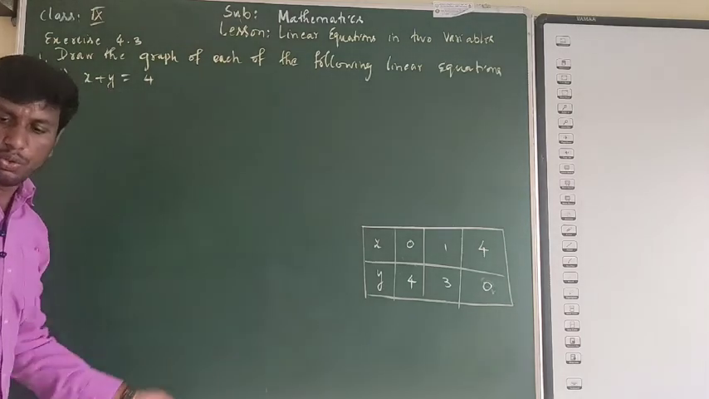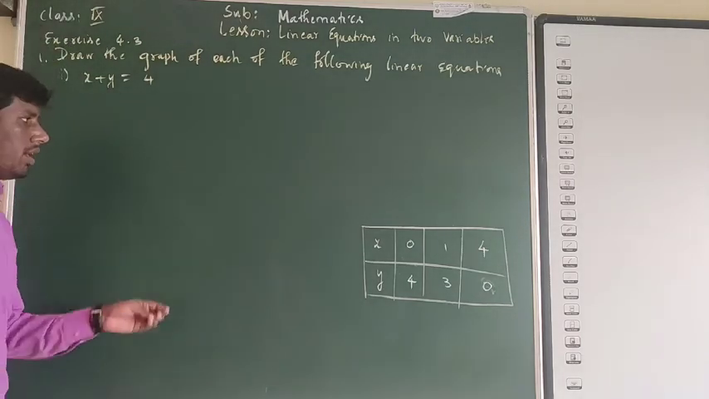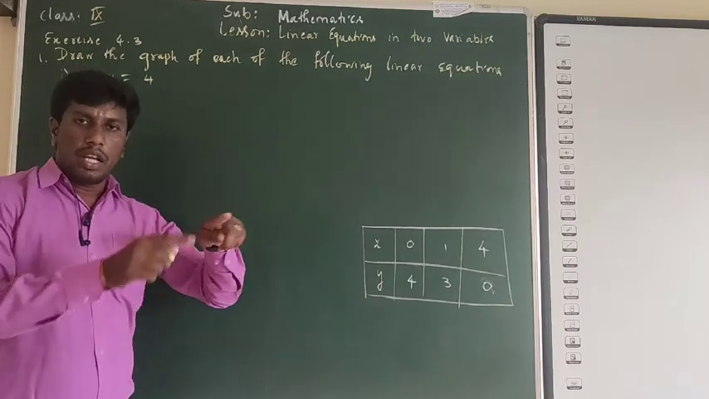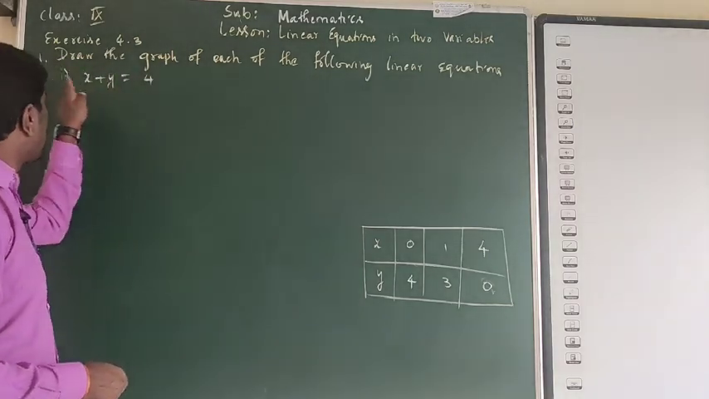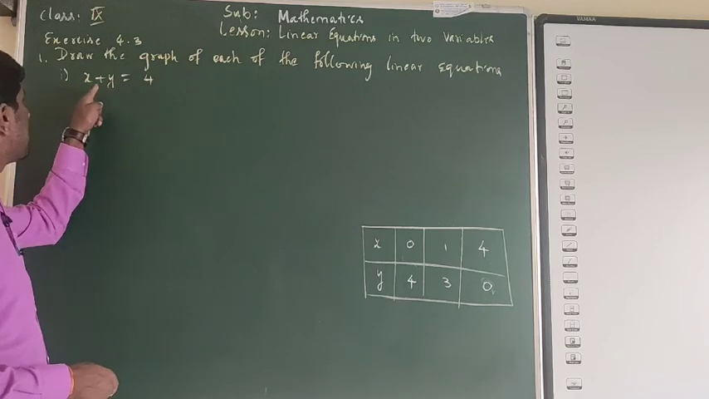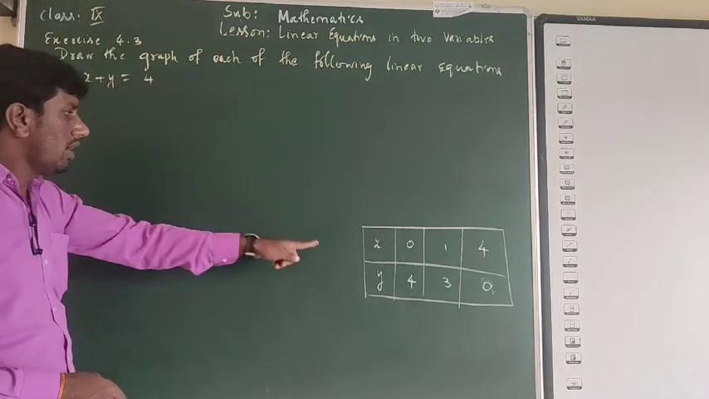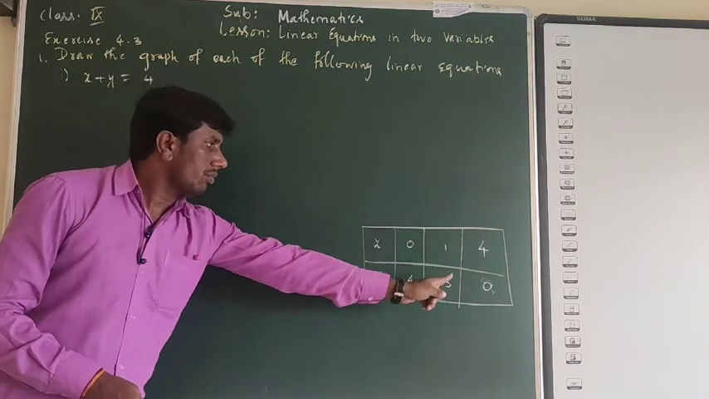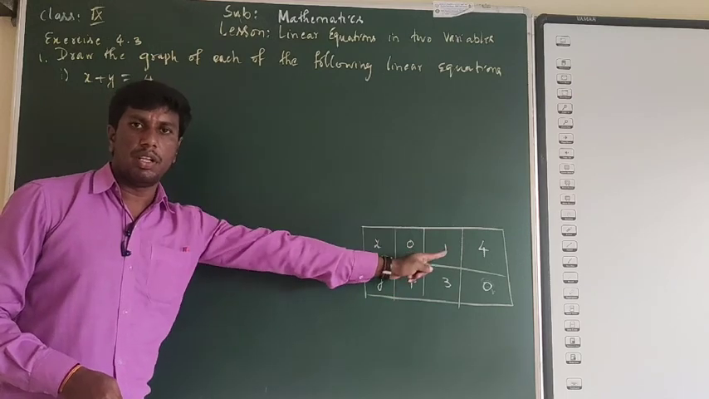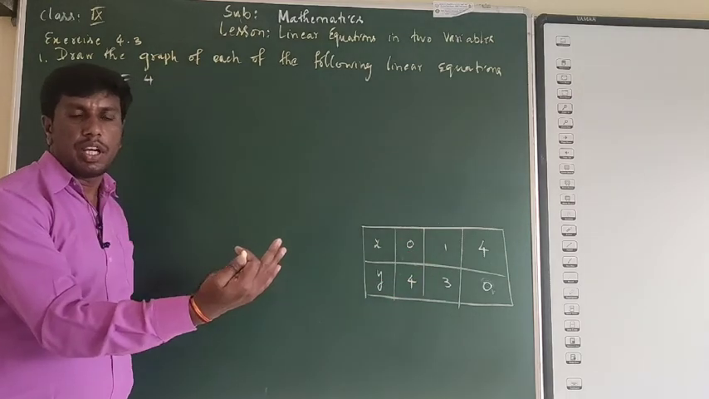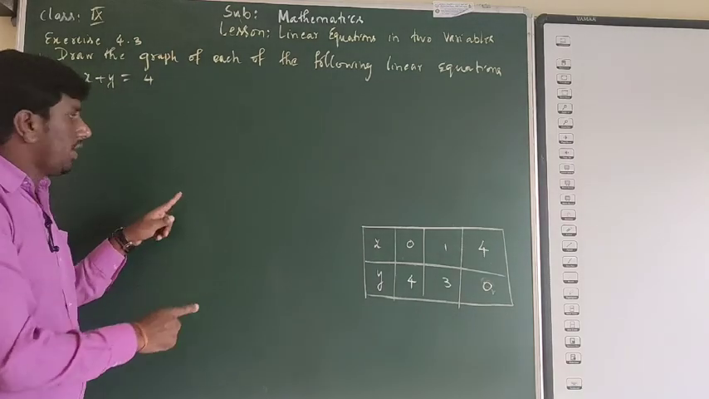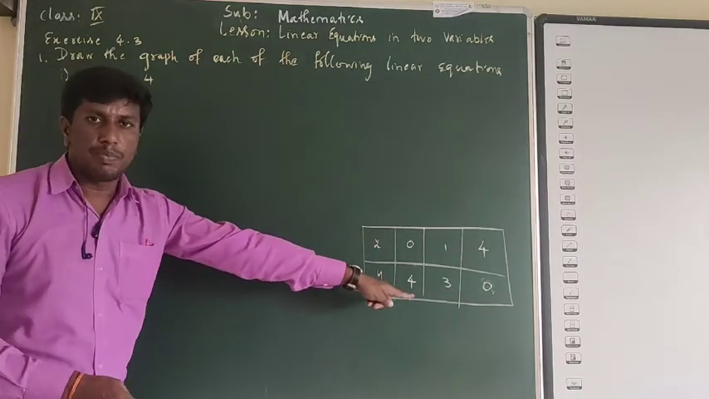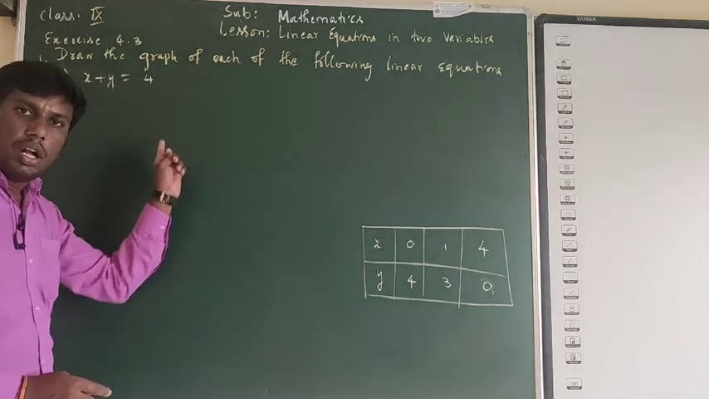This calculation you can do in your classwork. Okay. Then take a graph book. In the graph book, write the equation x plus y is equal to 4. Then write the table. Write this table on the right side of the graph book. On the left side, you have a graph sheet. On the graph sheet, you should plot these points and join them.